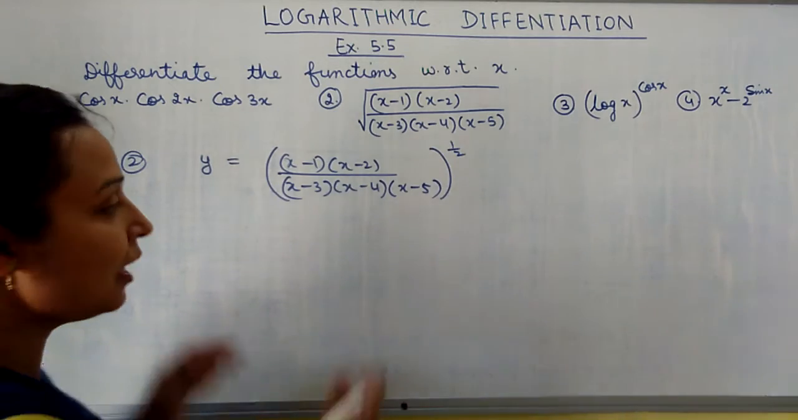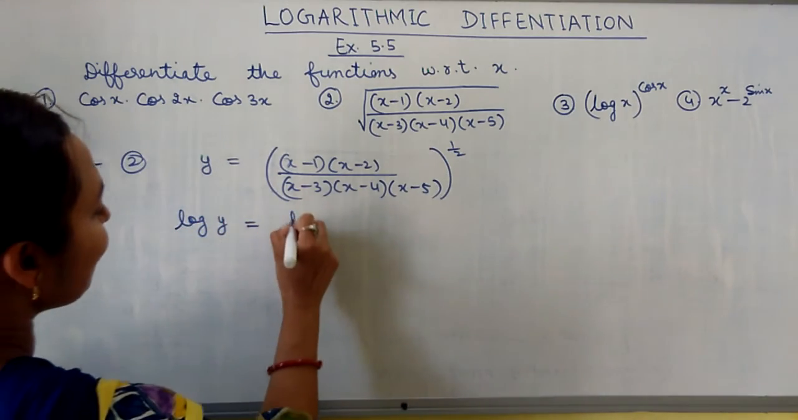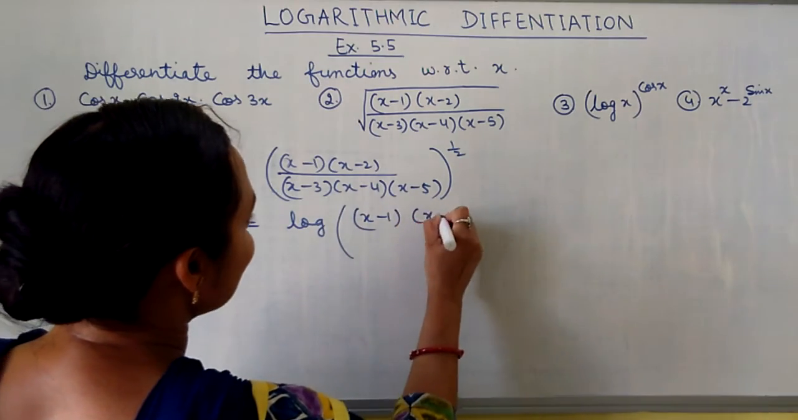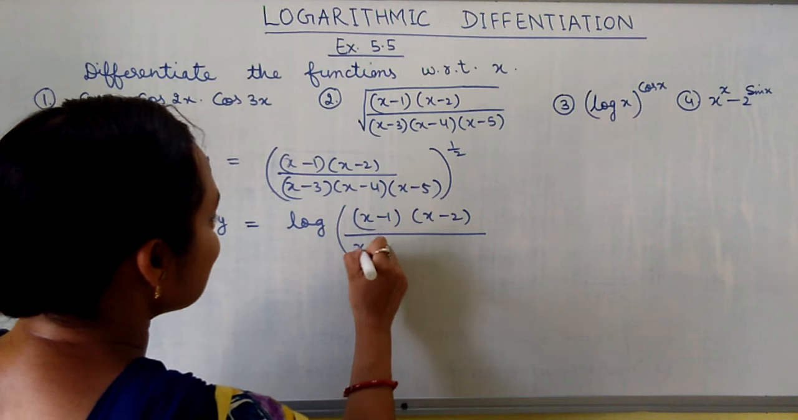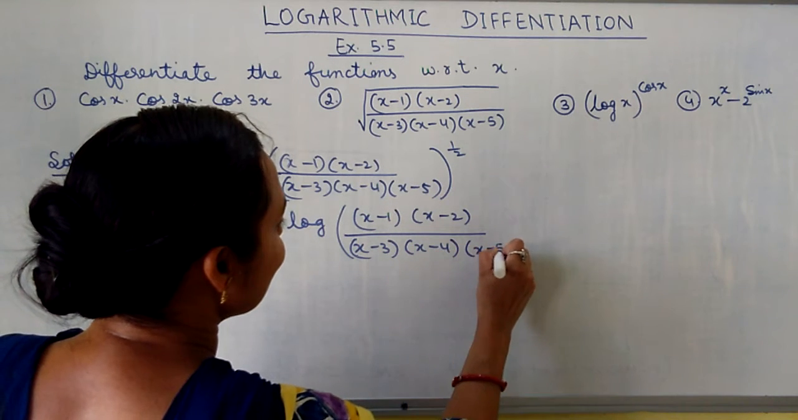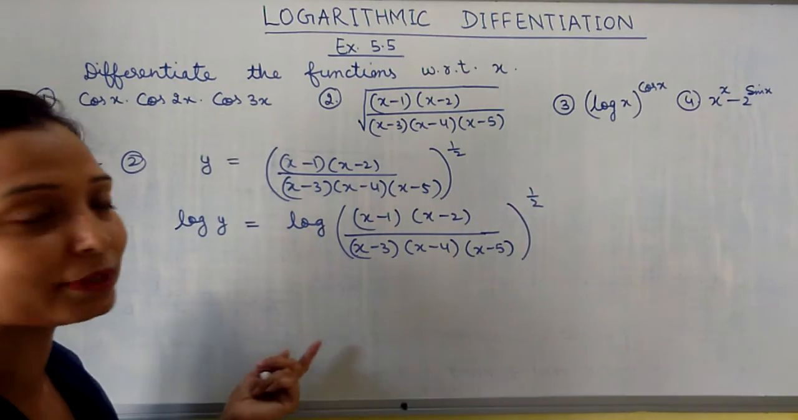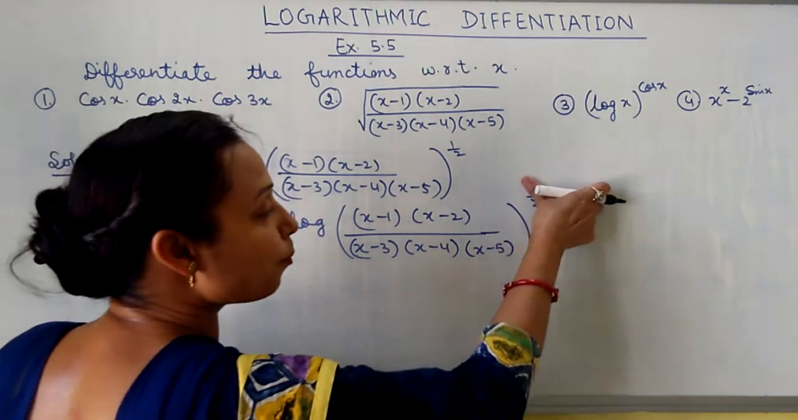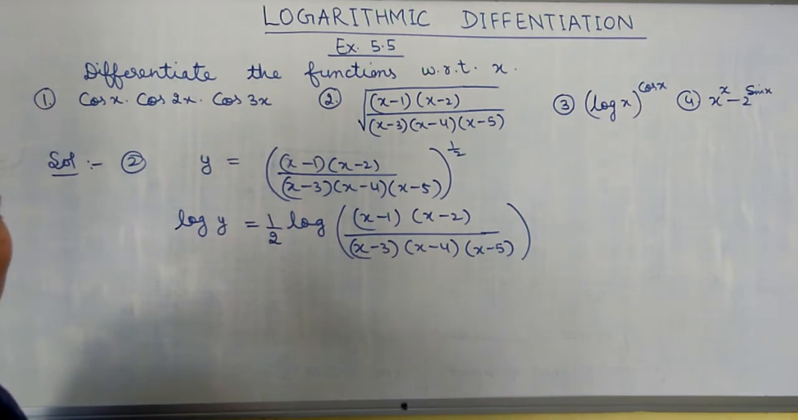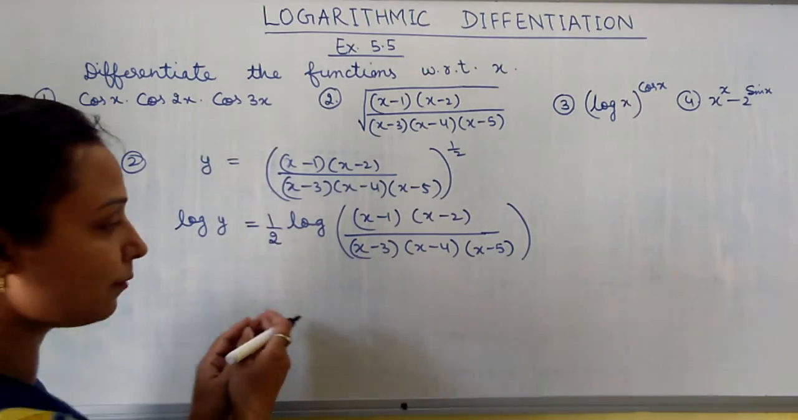Is it right? Apply log on both sides. Log y is equal to log of the whole term, x minus 1, x minus 2 upon x minus 3, x minus 4, x minus 5, raised to power 1 by 2. According to the properties, this power 1 by 2 comes in front of it. According to the property, the power comes in front of the logarithm.